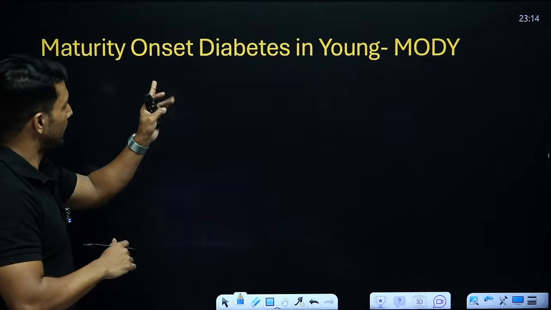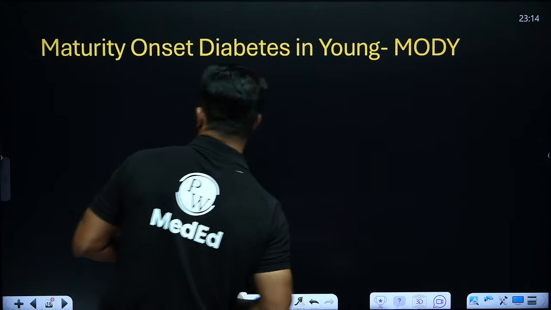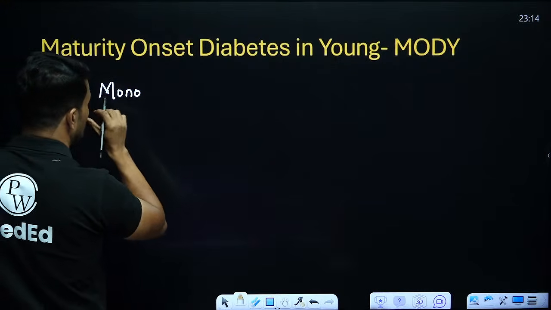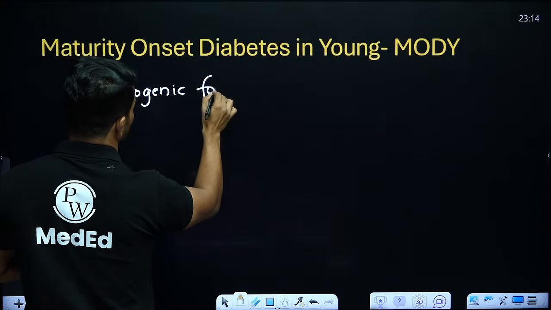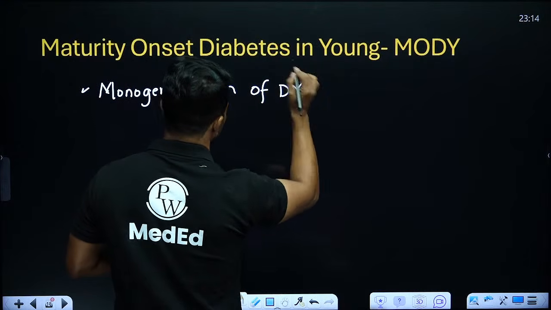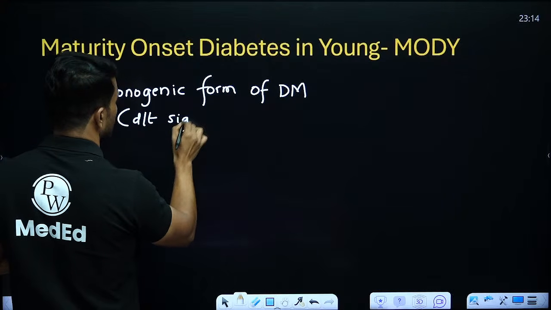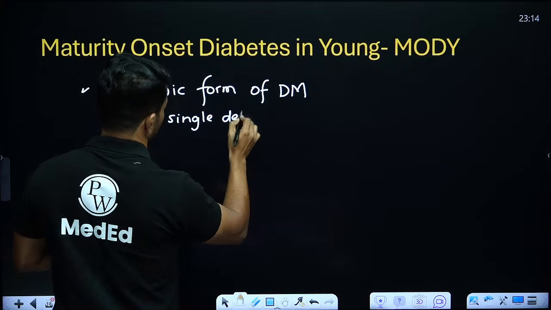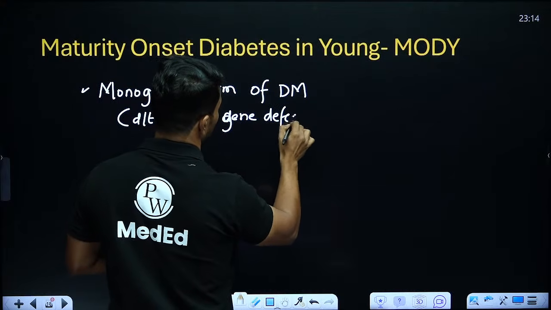Okay. Then this is a monogenic form of diabetes. Type 1 and type 2 are multifactorial, genetics, environmental factors and all come together. This is a monogenic form of diabetes mellitus. What does that mean? It is due to a single gene defect. So one gene defect is enough to cause this form of diabetes.